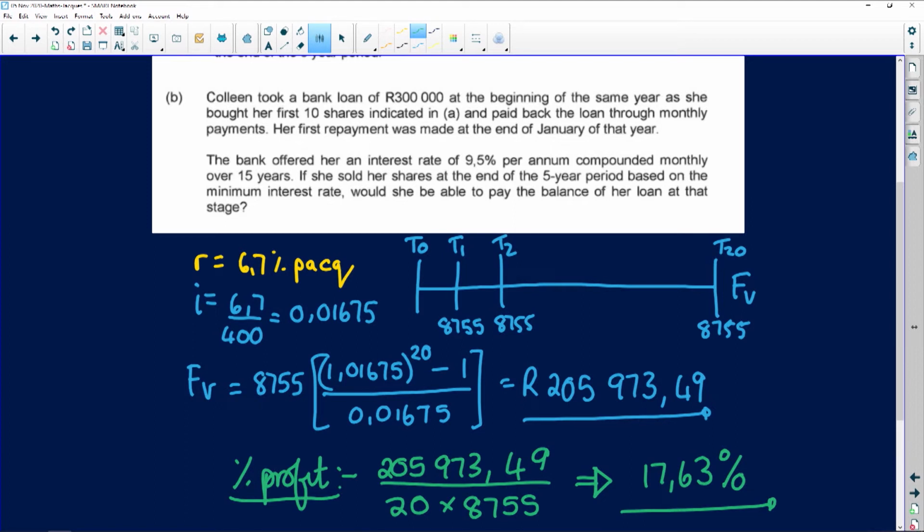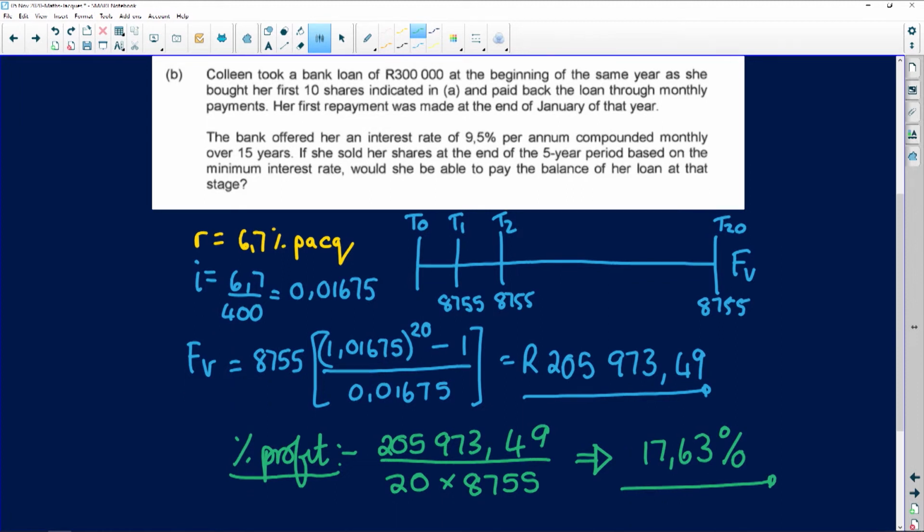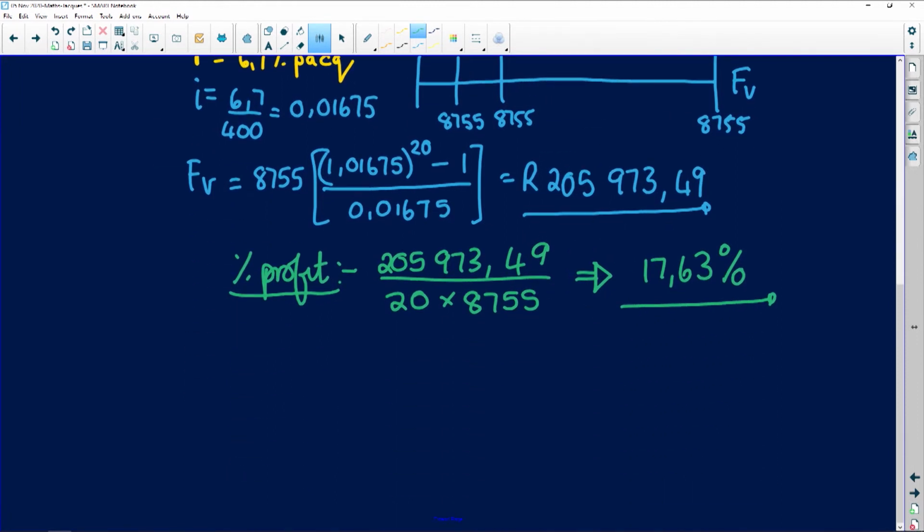Well, they say, if she had sold her shares at the end of the 5-year period, she would have received 205,937. If she sold this, they ask you, would she be able to pay the balance on the loan after, what was it, after 5 years? Now remember, the loan was for 15 years. So let's just write that information down here.